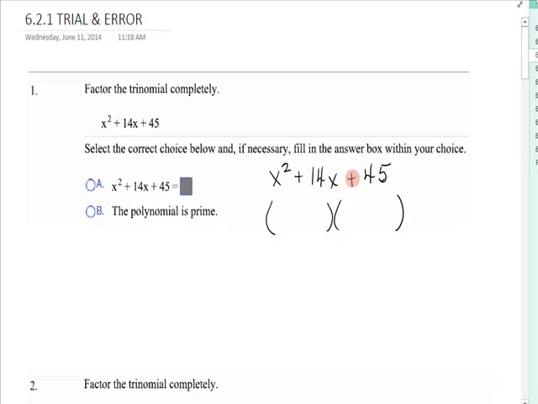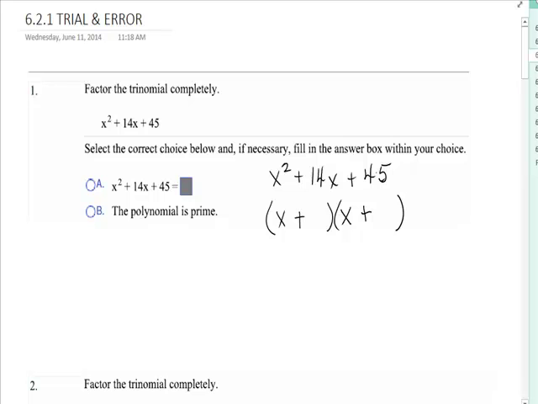When the last term sign is positive, I either have to have plus plus or minus minus to get positive 45. Because the middle one is plus, that tells me plus plus. This can be very helpful to you if you remember that. Now, remember, it is the product of the first that gives me x squared. Well, that's pretty easy. It's going to be x times x. It is the product of the last that gives me 45.